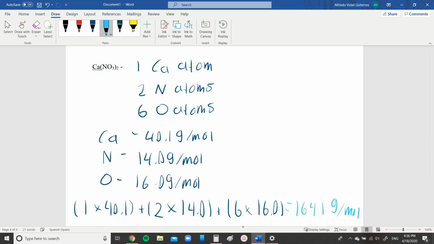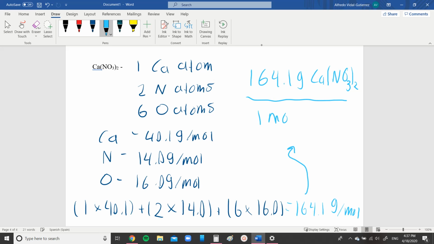Now, if you wanted to rewrite this in the format that I've been writing it, you would just keep the mass up top, so it'd be 164.1 grams of calcium nitrate, Ca(NO3)2, per 1 mole of calcium nitrate, so Ca(NO3)2. And so that is how you would calculate the molar mass of any element, or molecule or element, it just depends on what you've been given.